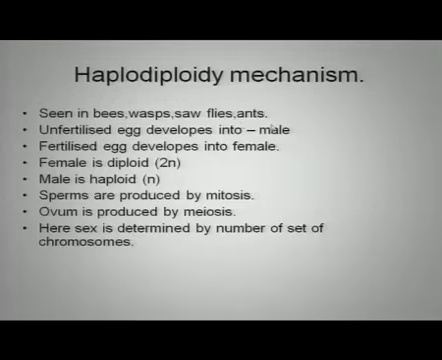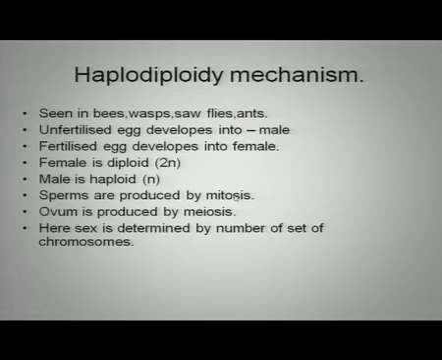So here, the male individuals are developed from the female individual by the development of an unfertilized egg. A fertilized egg will develop only into a female individual. That means they are diploid. Females are diploid and males are haploid, having only one set of chromosomes.